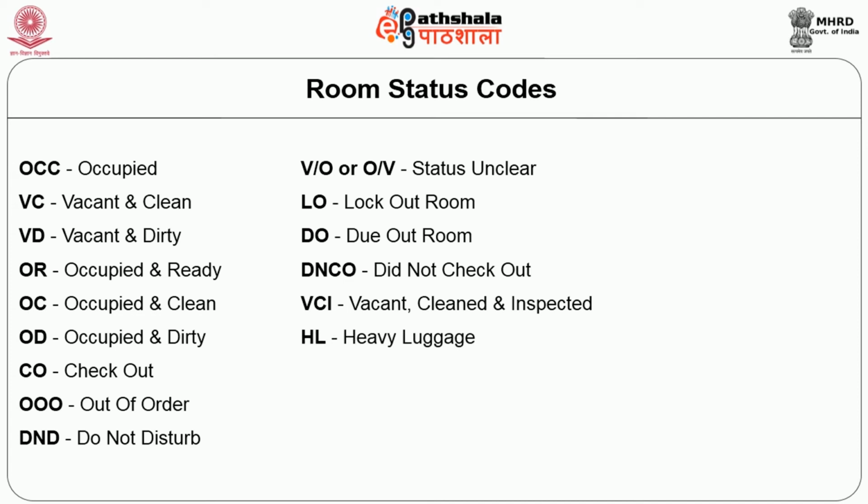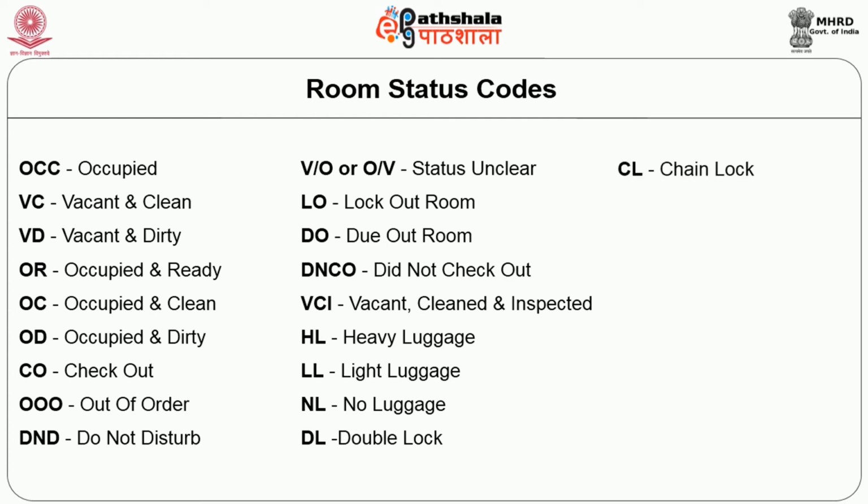HL, the term HL, indicates heavy luggage. The luggage the guest has is too much and it is heavy. LL denotes that the guest has only light luggage, and sometimes the guest may not have any luggage, and then it is indicated in the room status as NL, which means no luggage. We call this scanty baggage or a skipper, because a guest with no luggage may have every possibility to check out without settling the bills. The term DL means a double lock. CL denotes chain lock, and HU the house use.